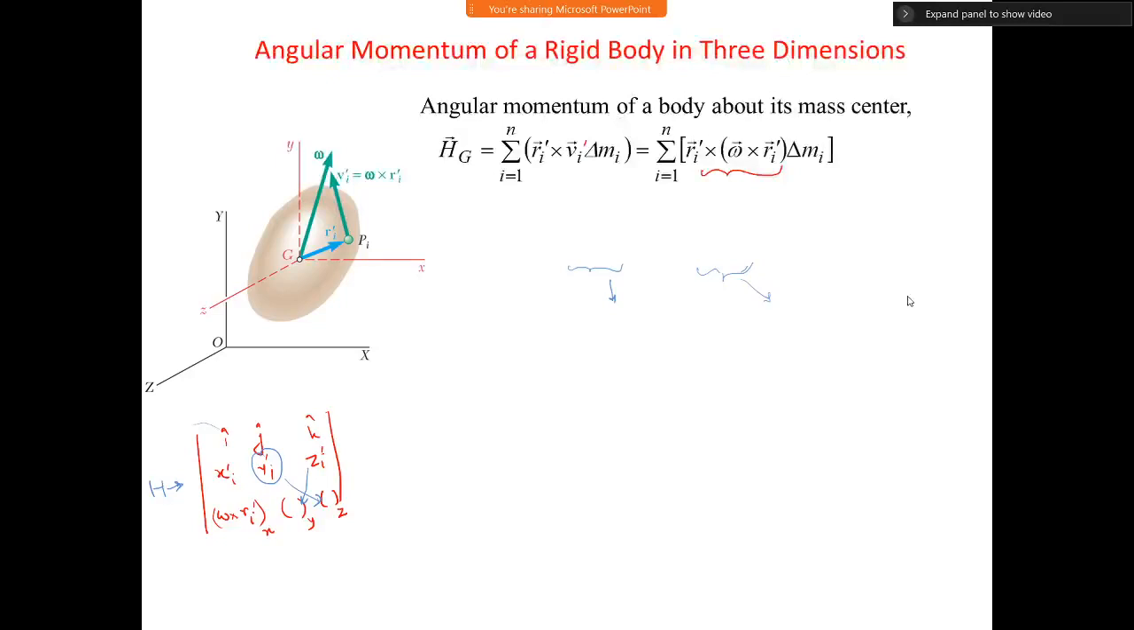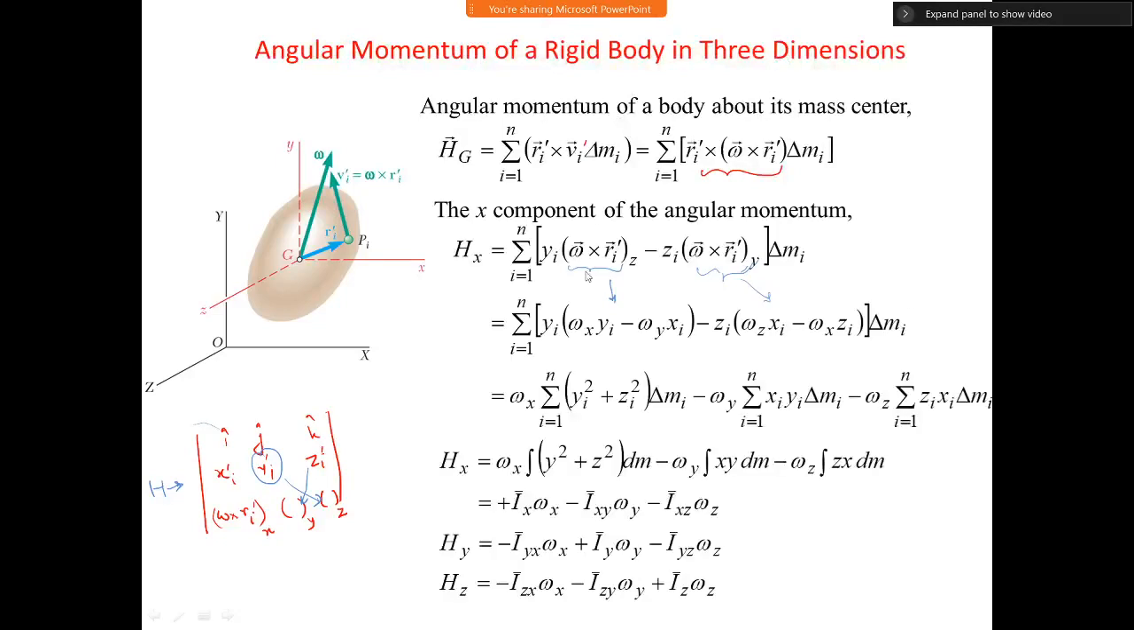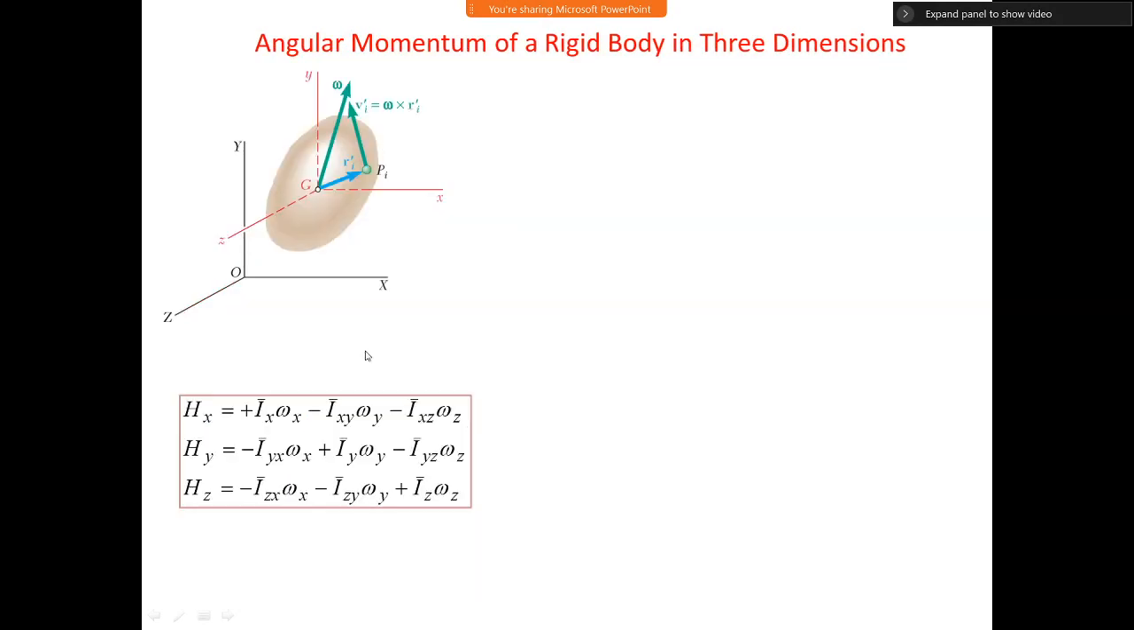In the last few lectures we have been talking about the inertia matrix. So for a 3D object, you have two things. One is moment of inertia, another is product of inertia. So moments of inertia are Ixx, Iyy, Izz, and then you have Ixy, Ixz. These are the products of inertia.